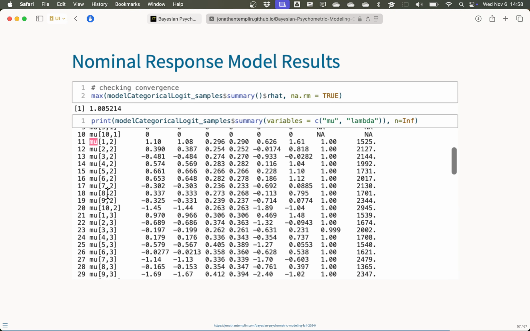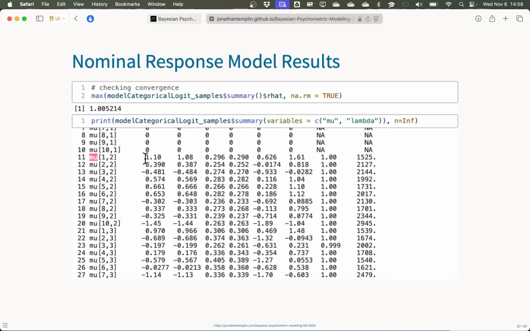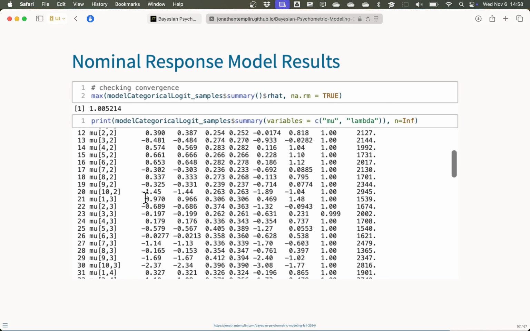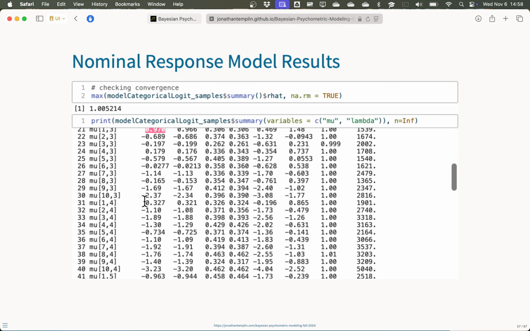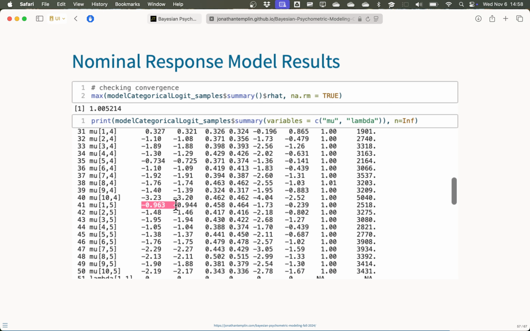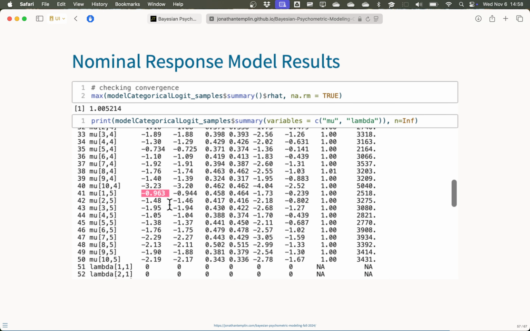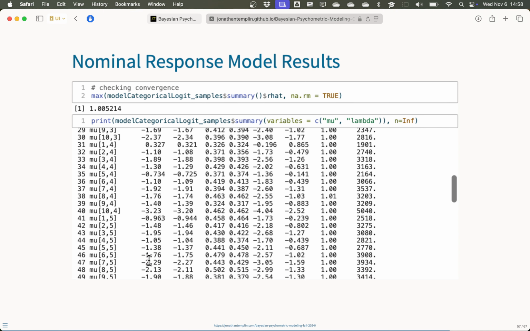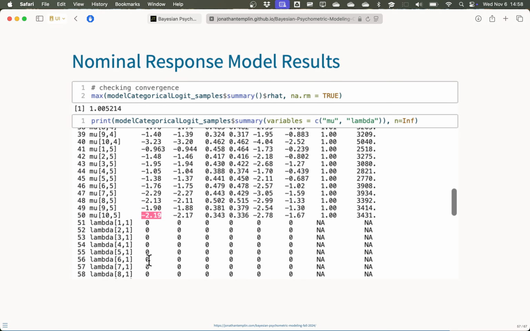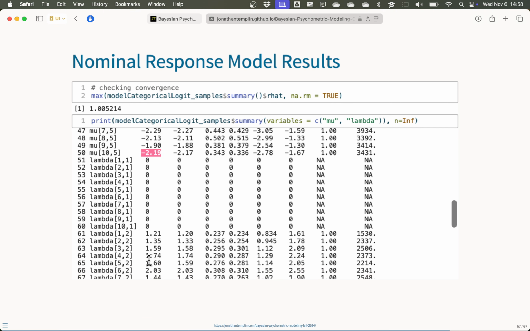They may come out to be ordered, right? Let's take a look at item 1's set of mu's. We have 1.10 for category 2, 9.70 for 3, 0.327 for 4, and negative 9.63 for 5. So these were ordered. It's possible they order themselves. But there are some cases where it won't be ordered. So for instance, the mean parameter for the fourth category of the 10th item is negative 3.23, whereas the mean parameter for the fifth category of the 10th item is actually bigger than that, at negative 2.19. So you can see these parameters are somewhat all over the place, but that's how the nominal response model tends to go.